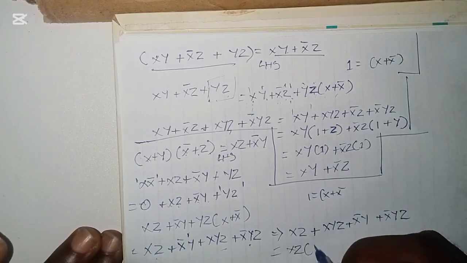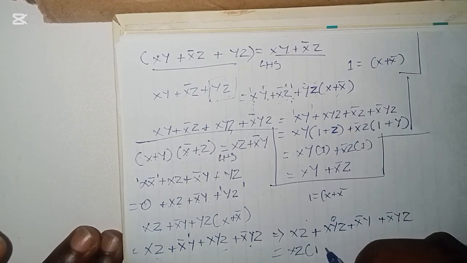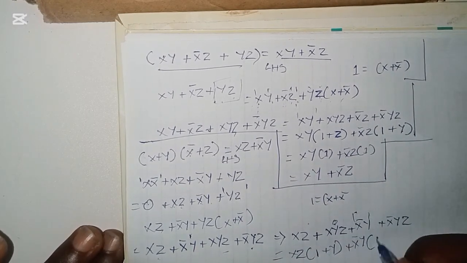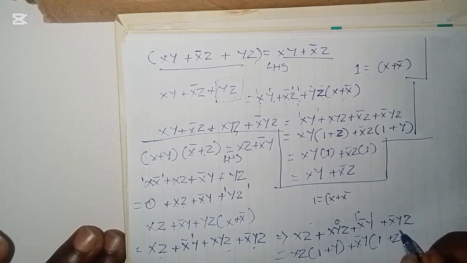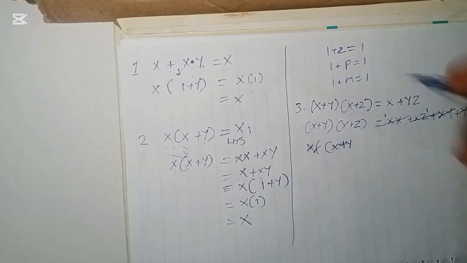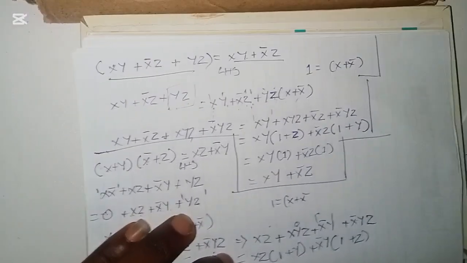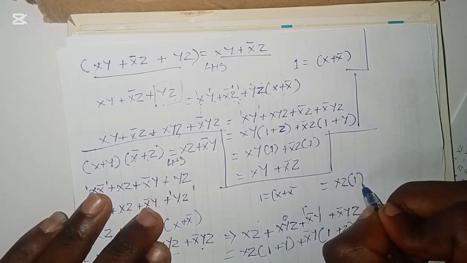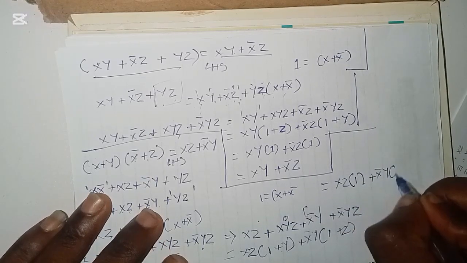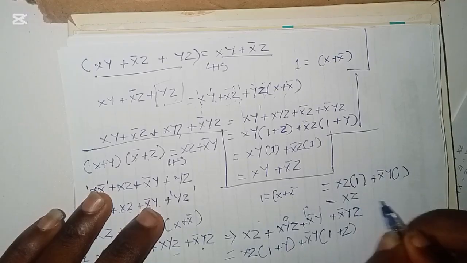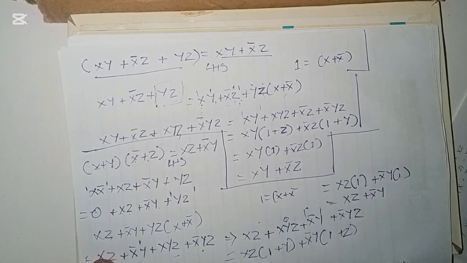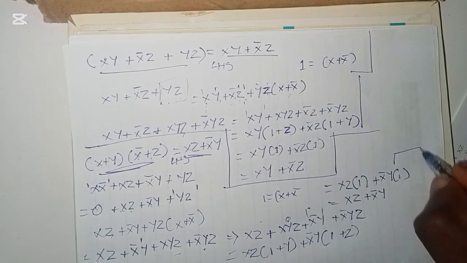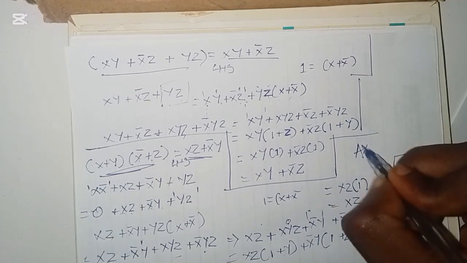xz into 1 plus y, what's the meaning? Plus x̄y into 1 plus z. And I told you 1 plus any letter is 1. So let's continue from this place. It's going to be xz into 1 plus x̄y into 1. Final answer: xz plus x̄y. Now you can see why this is equal to this. So this is pretty much everything for the axiom parts.